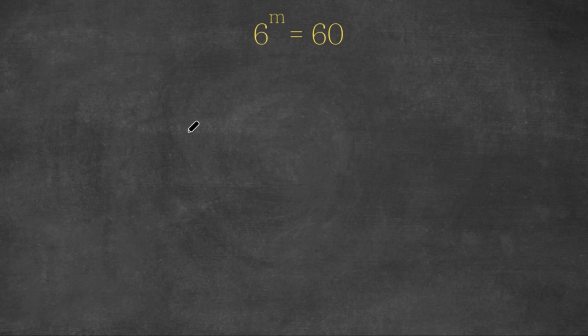Hey guys, welcome back to Click Academics. In today's video, I'm going to be teaching you guys how to solve the equation 6^m = 60. So what we're first going to do is rewrite 60 as 6 times 10, so 6^m = 6 times 10.